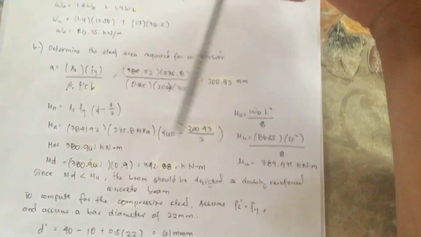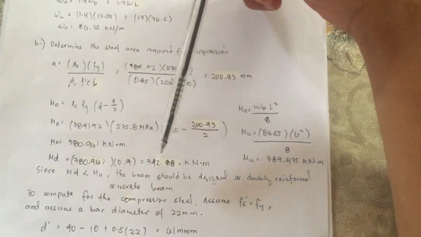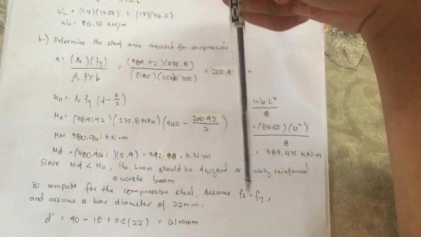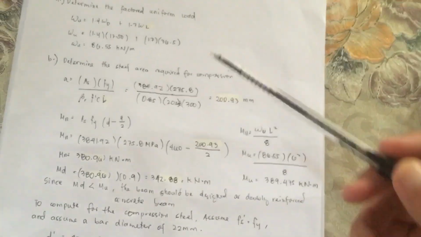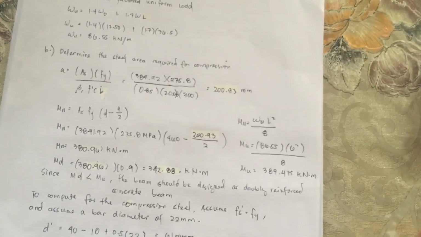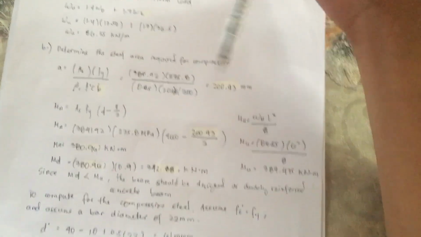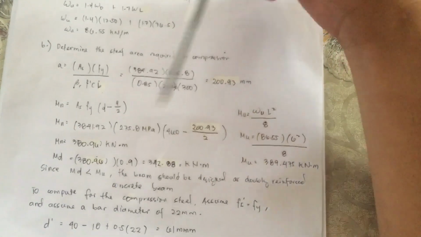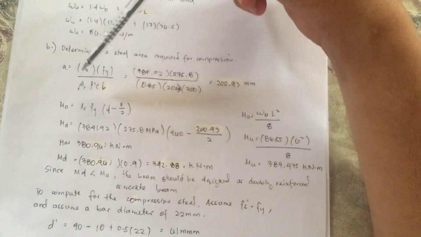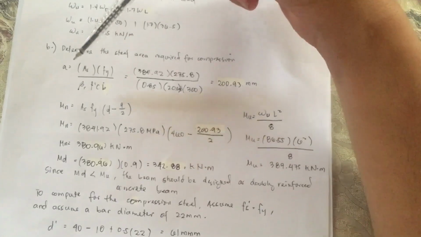In this problem, we are also asked to determine the steel area required for compression. So we'll determine first the value of phi Mn and the value of Mu to compare whether this problem should be designed as a doubly reinforced concrete beam or not. If phi Mn is larger, this should not be designed as a doubly reinforced concrete beam. Otherwise, if it is smaller, we design it as a doubly reinforced concrete beam. So let's start. In order to get the value of phi Mn, we should determine first the value of a, which is the depth of the rectangular stress block.